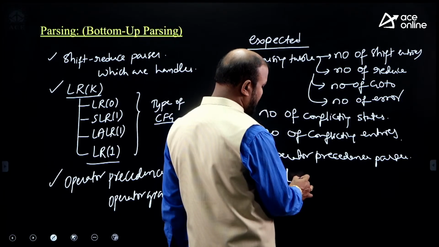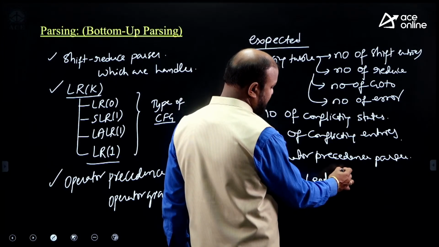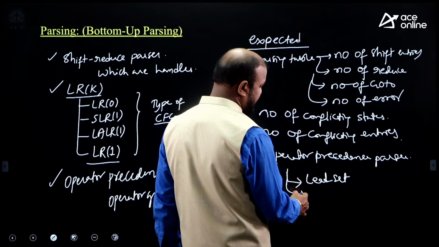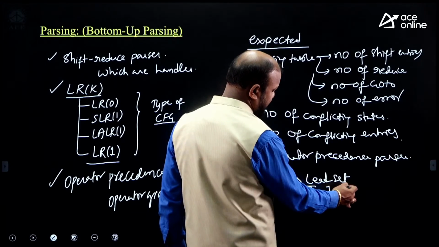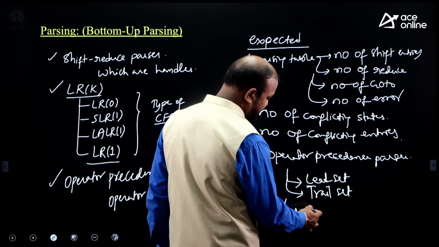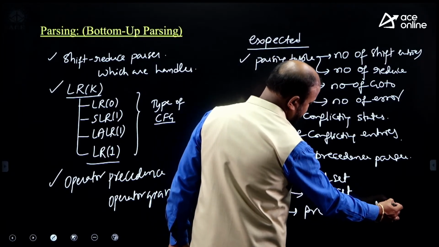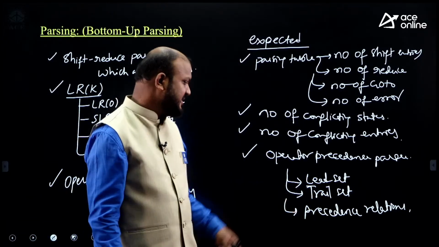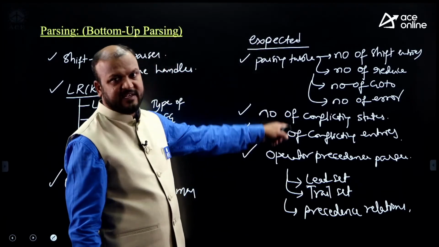They may give you an operator grammar and ask what is a lead set, because previously questions were asked on first and follow sets. Now the questions may be: what is the lead set, and what is the trail set of the grammar? Lead set, trail set, such kind of questions are possible. Also possible are precedence relations. Based on precedence relations, you can expect a question like which of the following precedence relations are correct, and that is expected for 2 marks. These are the expected types of questions.